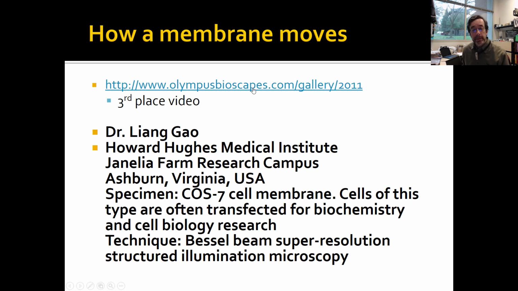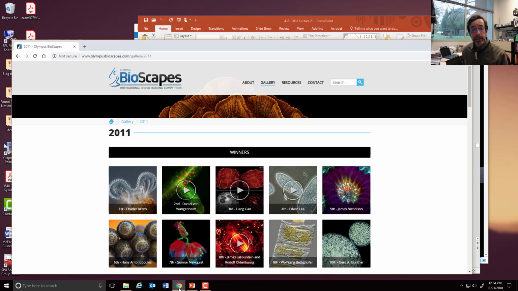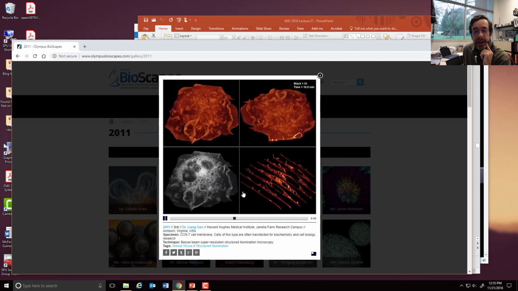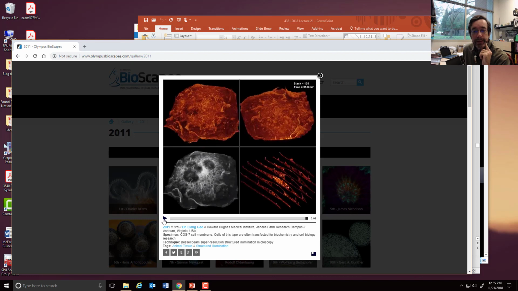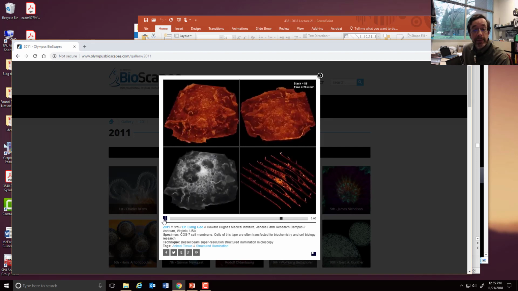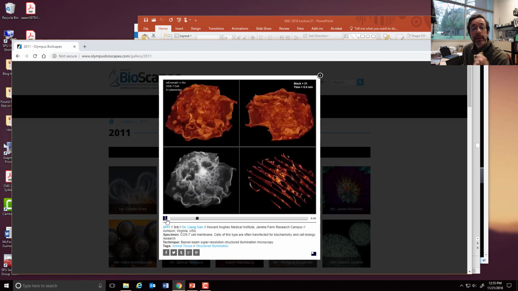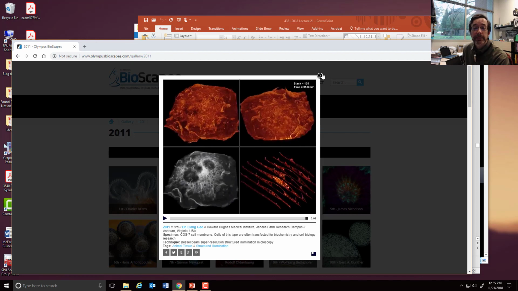So I want you to have this picture in your head, the picture of how a membrane moves. And here is an actual picture of a membrane moving right here. It won 3rd place in the 2011 Bioscapes contest, so I want you to look at this. That is the membrane moving. You can see that the membrane is flowing like a liquid, but it's clearly a hollow sphere, flattened out in the case of this cell, but it's definitely flowing. And I want you to have that image because the membrane is only held together by non-specific hydrophobic interactions. Liquid interactions hold the membrane together.